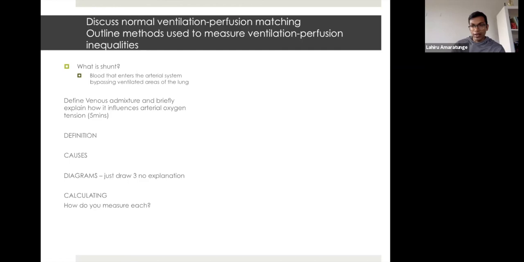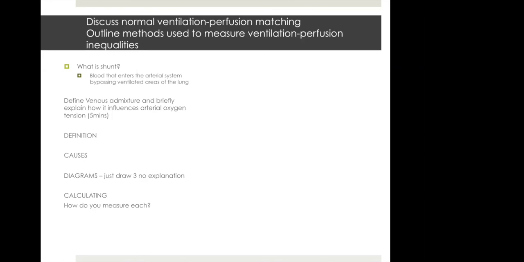In terms of causes, broadly you've got shunt and VQ mismatch. Anything which causes this shouldn't be that anatomical or pathological. Anatomical, you've got your Thebesian veins, your bronchial veins. Pathological, you've got vascular causes like intracardiac shunts, communicating vessels such as an AV malformation or patent ductus arteriosus. And then I suppose you've got intrapulmonary shunts as well, which is the most common cause, I think.